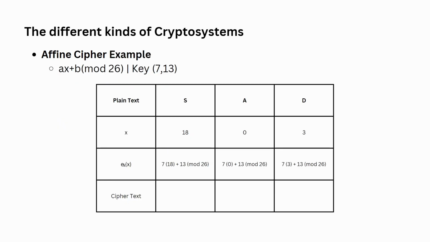Here we have another table in which we have the plain text, X, which is the number corresponding to the letter, the encryption rule, and the ciphertext. We will then need to substitute the numbers we have to the encryption rule, which becomes 7 times 18 plus 13 modulo 26 for letter S, 7 times 0 plus 13 modulo 26 for letter A, and 7 times 3 plus 13 modulo 26 for letter D. Solving this will give us 9 for S, 13 for A, and 8 for D. And looking at the alphabet, this will give us the ciphertext J, N, and I.